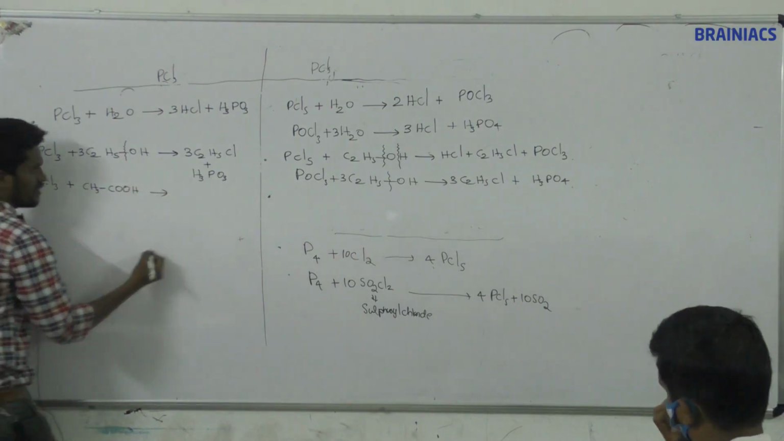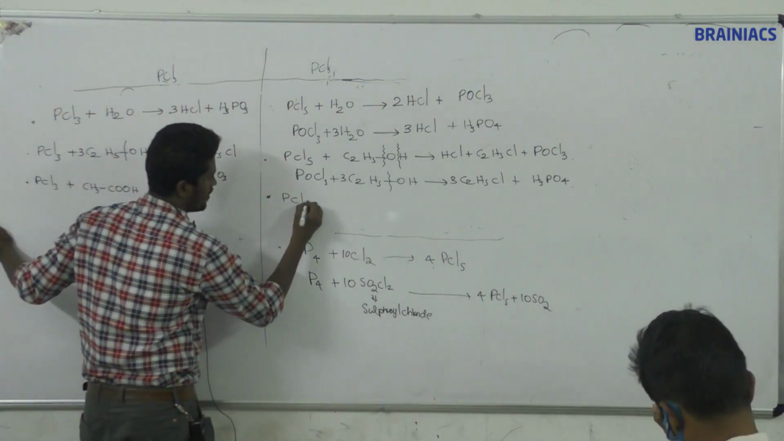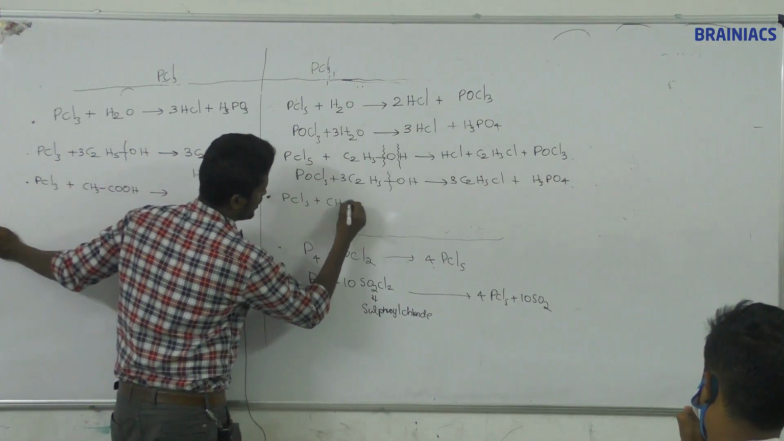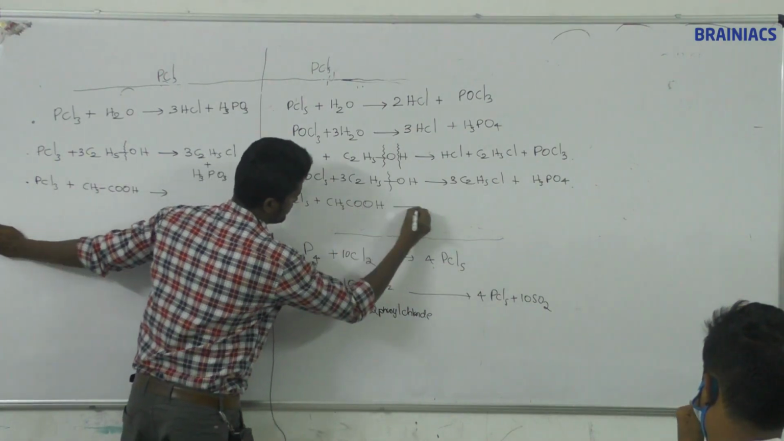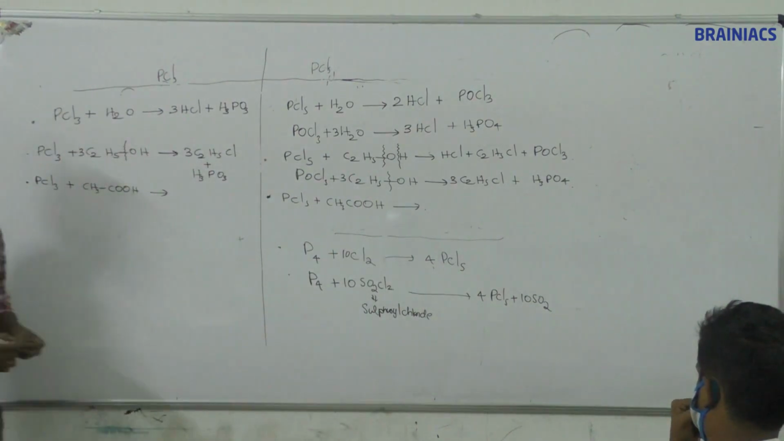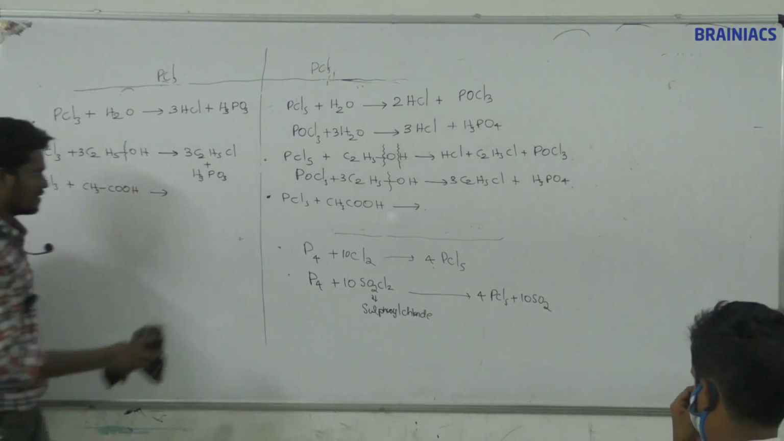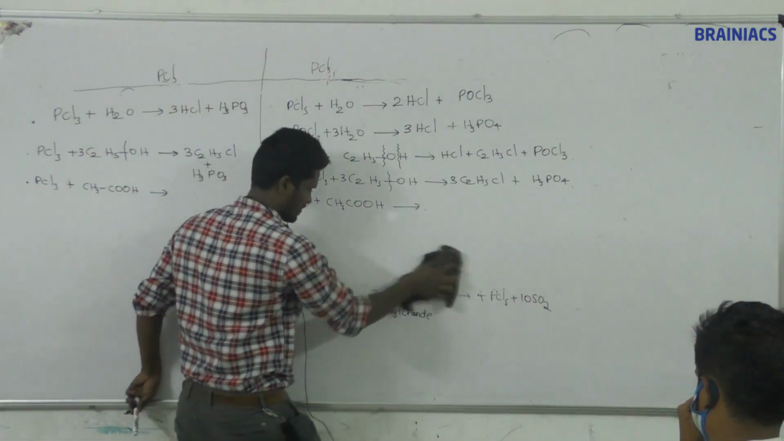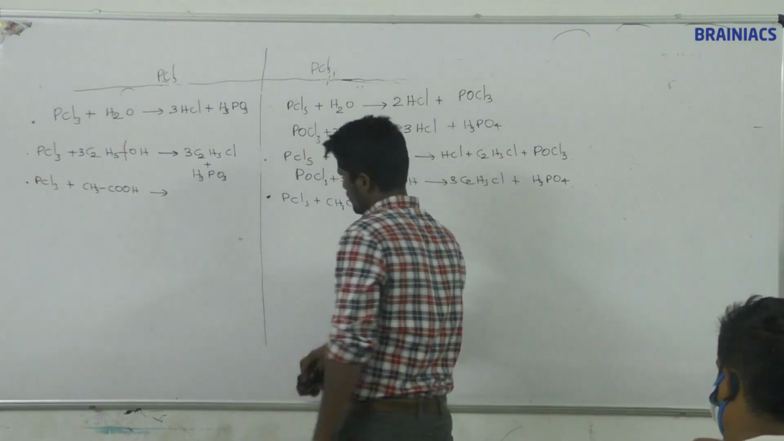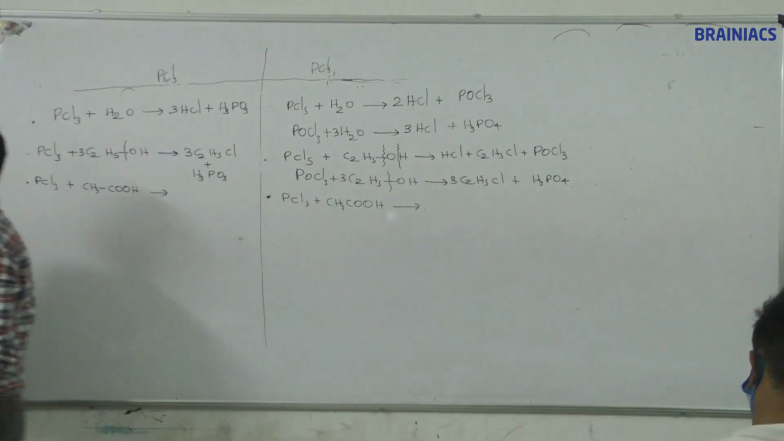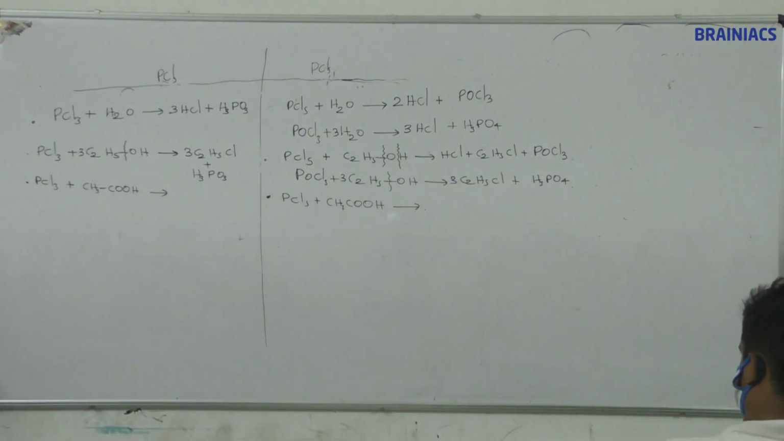PCl3 plus CH3COOH, PCl5 plus CH3COOH. Okay, change. The organic compound contains OH bond. How does the reaction work in case of PCl3 and in case of PCl5?